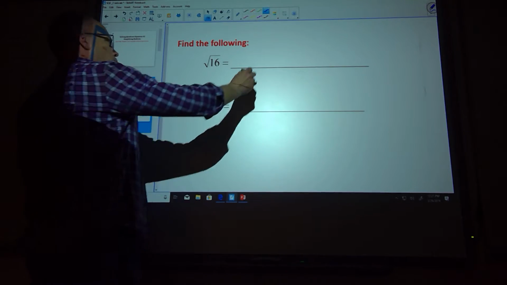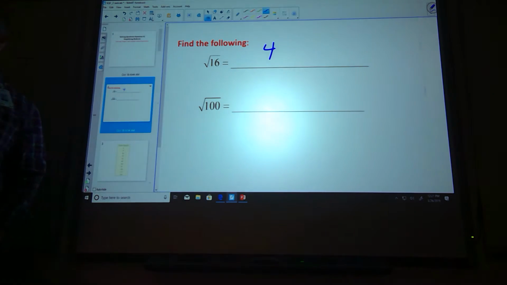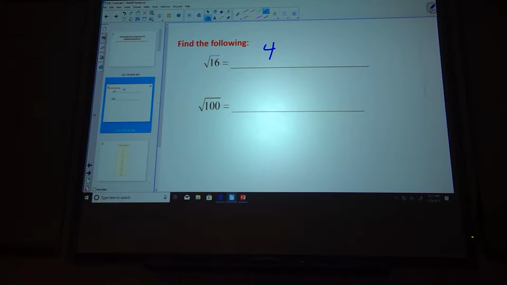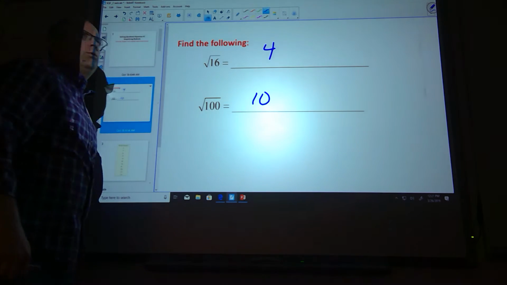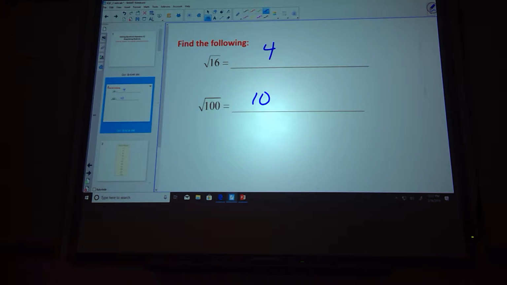4. Is anyone like, dude, where'd that come from? And then square root of 100? 10? Nope, not 50. 50 times 50 is 2,500. But close. So does everyone feel comfortable with that?